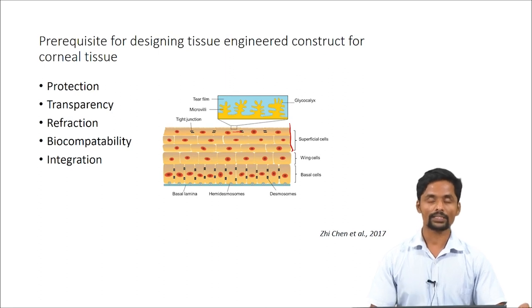The cornea is responsible for 80% of the refraction of the eye, hence the refraction that is required for the cornea. And as for any other tissues, the scaffold which we prepare for cornea should be compatible with the host tissue. And the most important thing is integration. The tissue engineering construct which we prepare for cornea must integrate with the host tissue, thereby not allowing any type of microbial invasion.